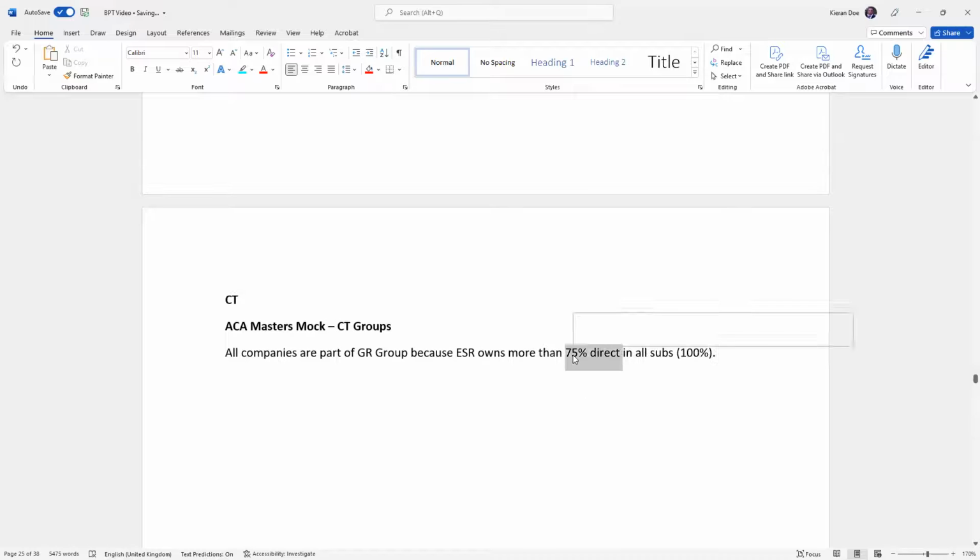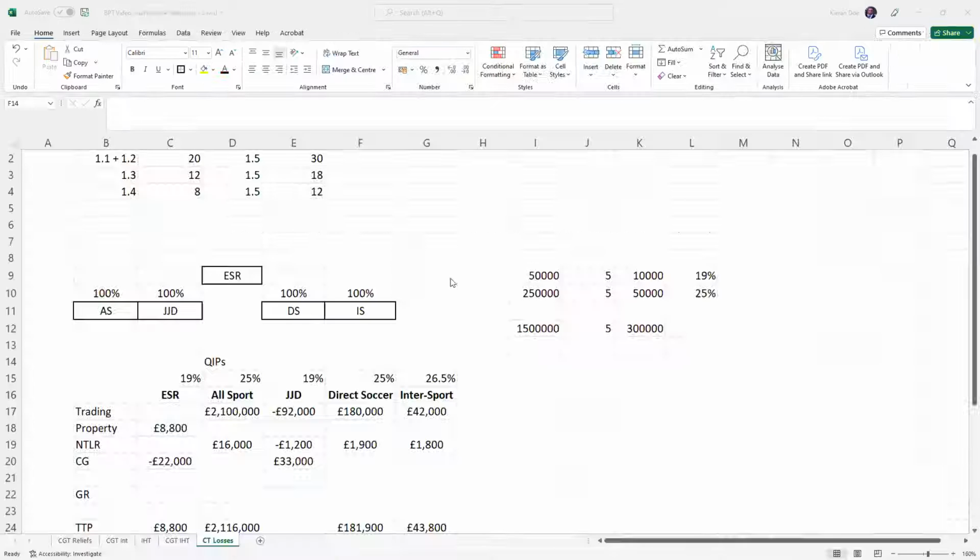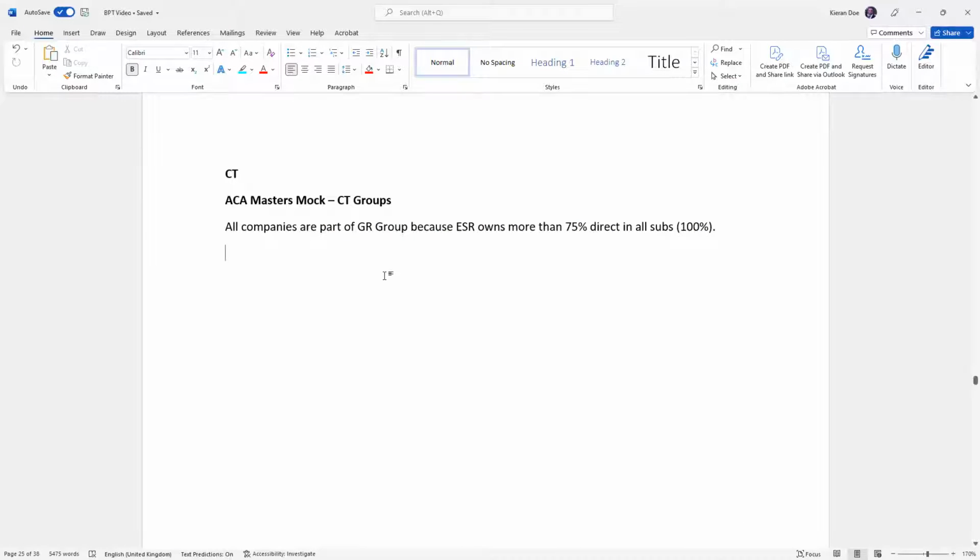Make sure you get the technical bit which deems them to be part of the group relief group, and that is of course the 75%, direct and indirect. We don't need to worry about indirect here because it owns them all directly. And you could say, all part of a group relief group and chargeable gains group, because ESR owns more than 75% in all subs.